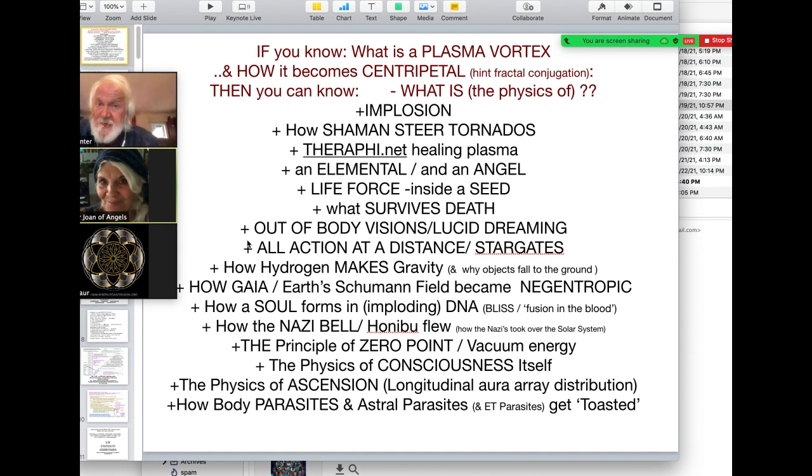And unfortunately, if you don't know how a plasma vortex is built and how it becomes centripetal and negentropic, you can't answer any of these questions. But once you know what a plasma vortex is and how it got implosive centripetal, you answered all the questions. You know how Gaia, Earth's Schumann field, became negentropic. You know how a soul forms in imploding DNA.